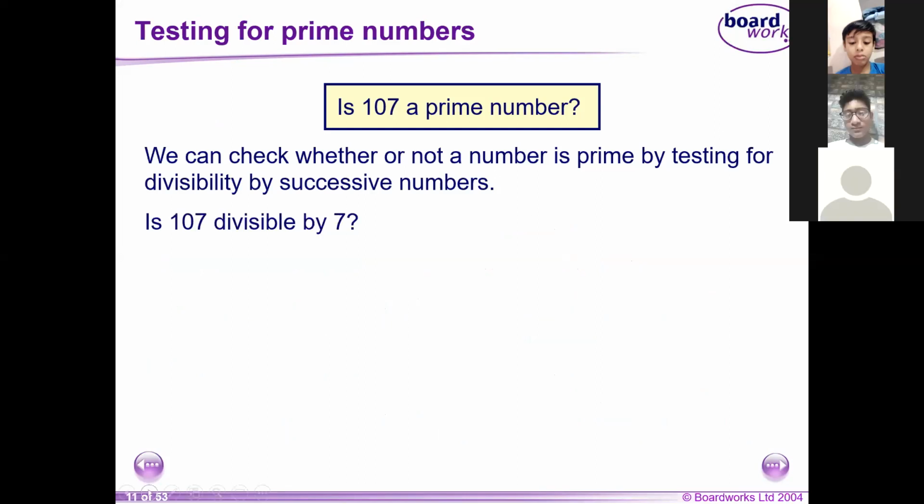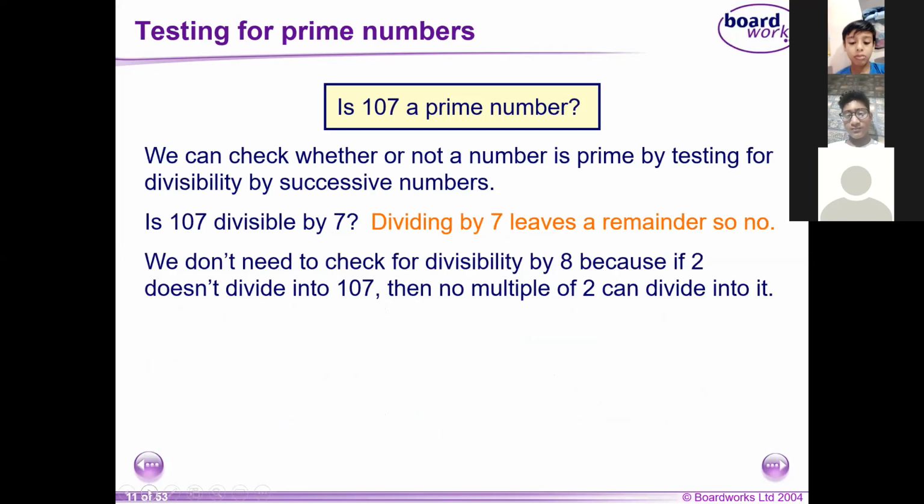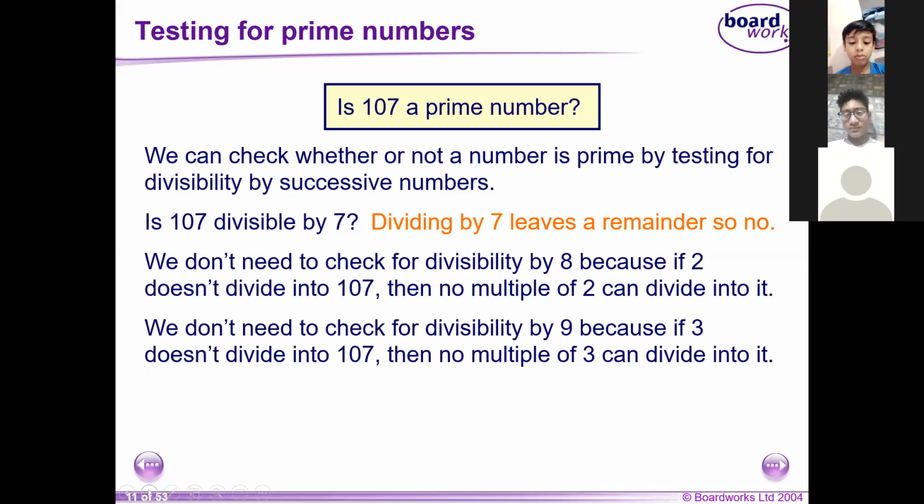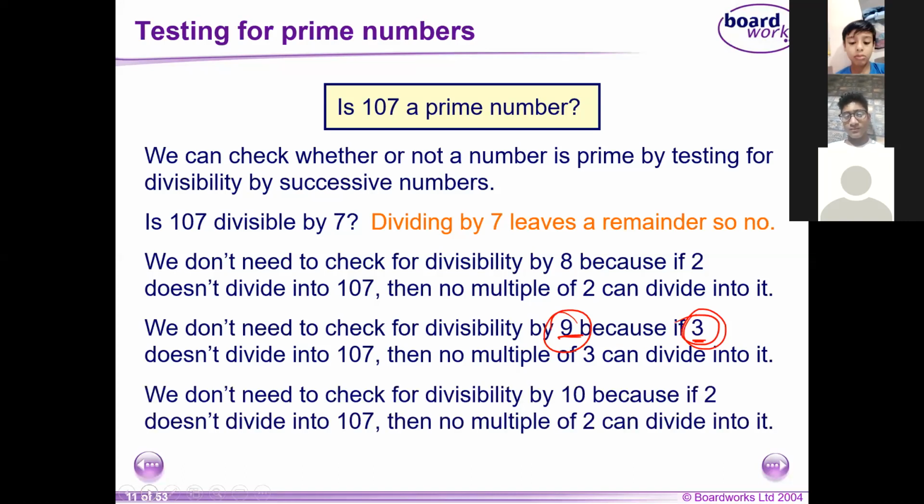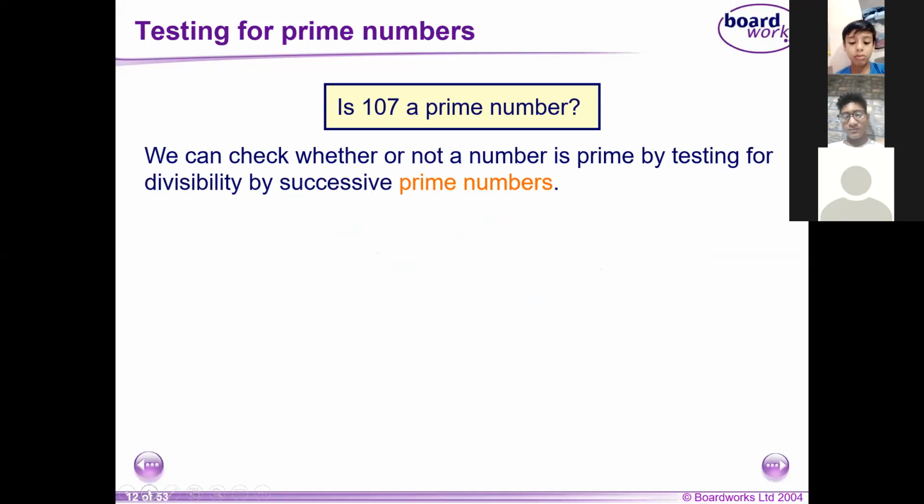Is 107 divisible by 7? Dividing by 7 leaves a remainder, so it is not divisible by 7. We don't need to check for divisibility by 8, because if 2 doesn't divide 107, then no multiple of 2 can divide into it. Okay, and we also don't need to check divisibility by 9, because it is not divisible by 3, and 9 is a multiple of 3. 9 comes in the table of 3, so if it is not divisible by 3, it will not be divisible by 9. Fine. Next. We don't need to check divisibility by 10, because it is not divisible by 2, so it will not be divisible by 10 either.